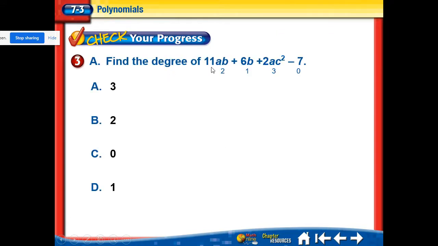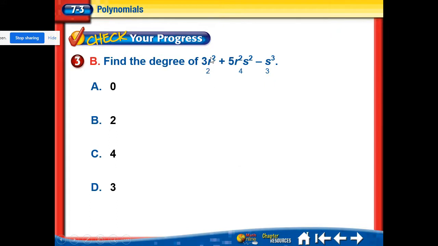All right, so find the degree of this one. Now this again is a polynomial, so we have to find the degree of each term. There are 4 different terms. So AB is degree 2, B is degree 1, AC squared is 3, and this is a constant, so it's 0. So again, which one is the highest? Well, 3 is. What about here? This one's degree 2, degree 4, and a degree of 3. So which one's the biggest? 4 is.